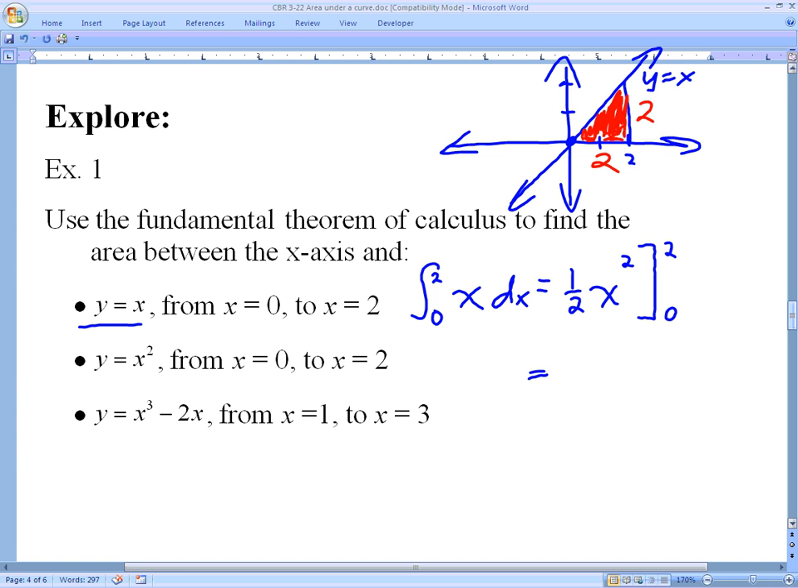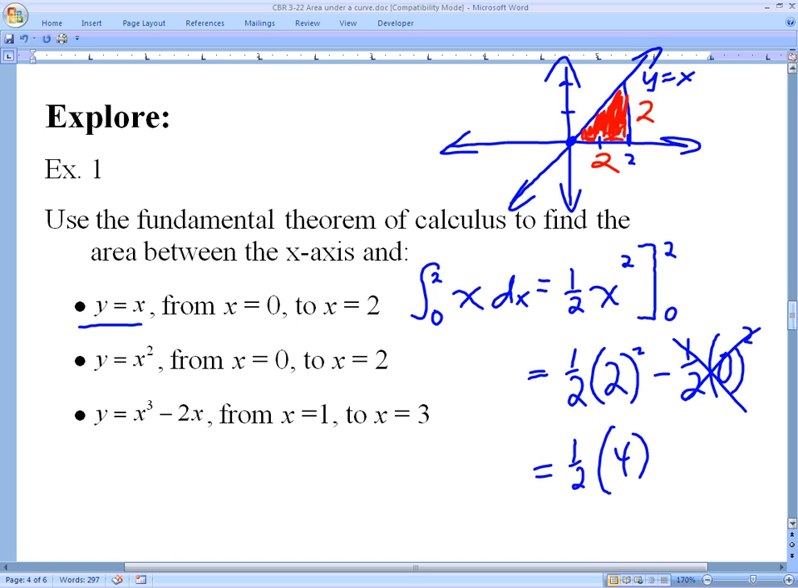So now I'm going to actually plug in these values and subtract. So I have 1/2 of 2 squared minus 1/2 of 0 squared. 0 squared is 0, and so this is gone. And 2 squared becomes 4, so I have 1/2 of 4, and 1/2 of 4 becomes 2 units squared. So I have confirmed that the calculus works here for a basic function like that.